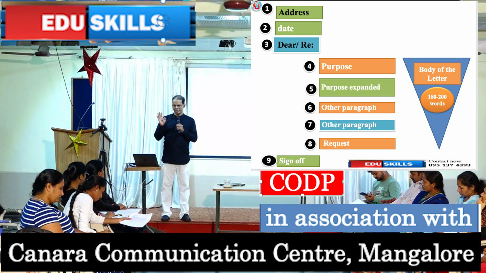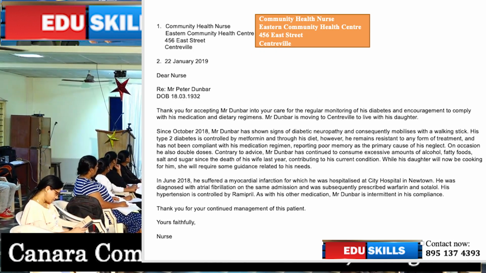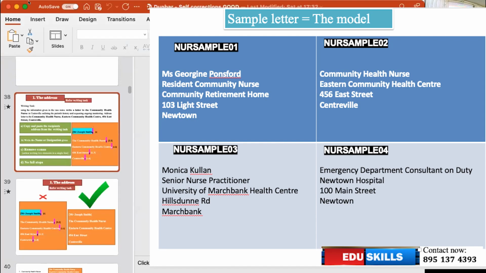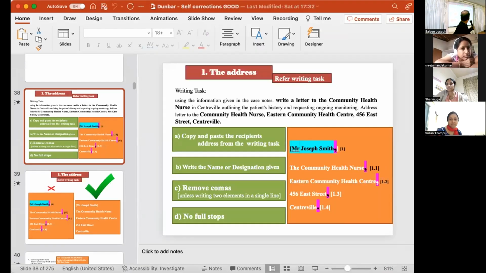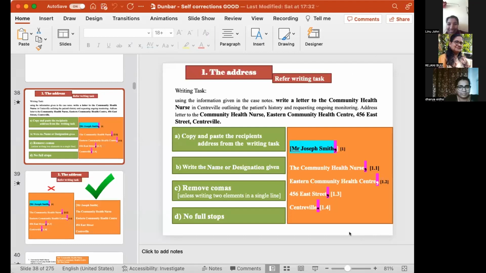The reference is, you have to see the OET sample writing materials. There are 5 letters given. So address, what is to be written? You have to take it from the writing task. But when you take it from the writing task, it is in a single line, so they have put a comma after each segment.